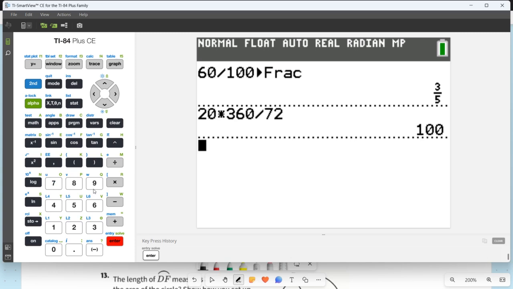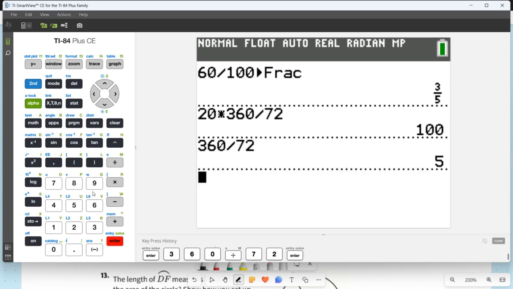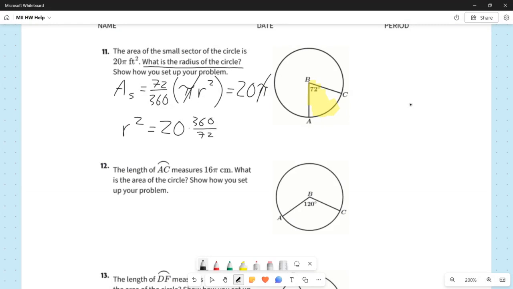And we actually end up getting a nice round number of 100. And the reason for that is because it turns out that 360 divided by 72 is actually an integer. It's 5. And recognizing that might not have been super easy, but that is, in fact, true. So anyway, we get 20 times 360 divided by 72, which is 100. So that means r squared is 100.